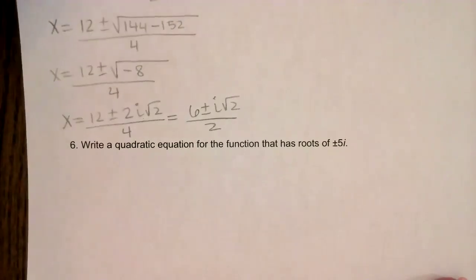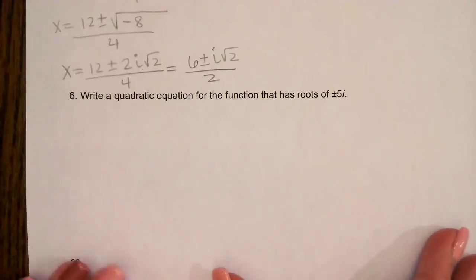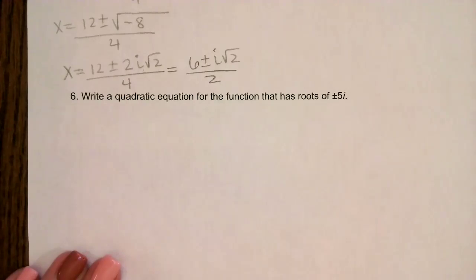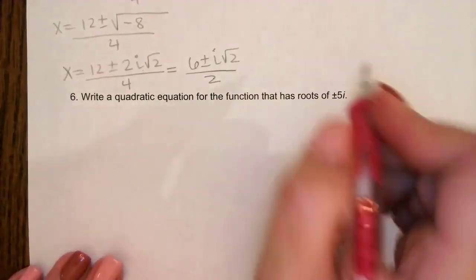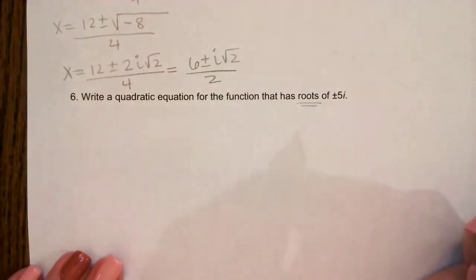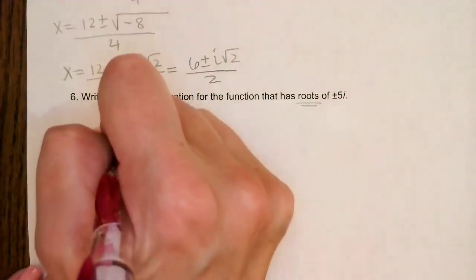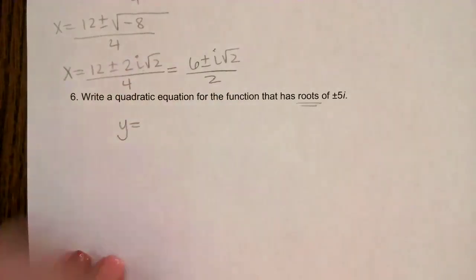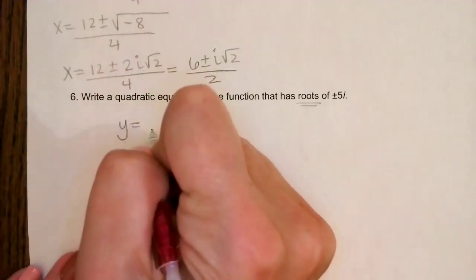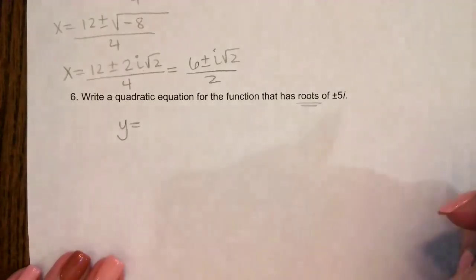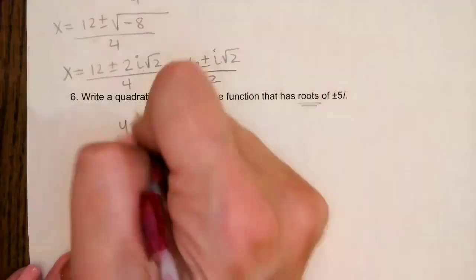All right, the last one we're going to do here is we're going to write an equation for the function that has roots of plus or minus 5i. Now, when we write an equation and we're given roots or solutions, remember you're using the factored form. So our equation would be y equals and then an a, but since they give us no other information, it's fair to assume that a is 1.